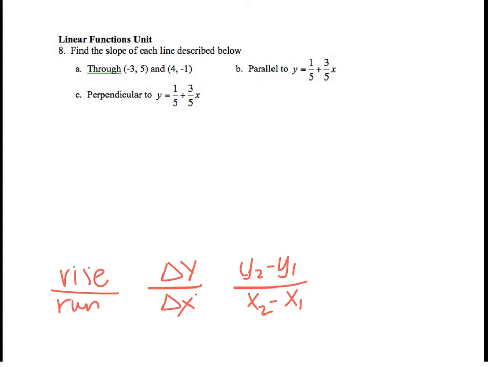Hello, here is the review portion for the semester final for the linear functions part that is given to you. So it starts with question 8 in your review packet. First question says, find the slope of each line described below.